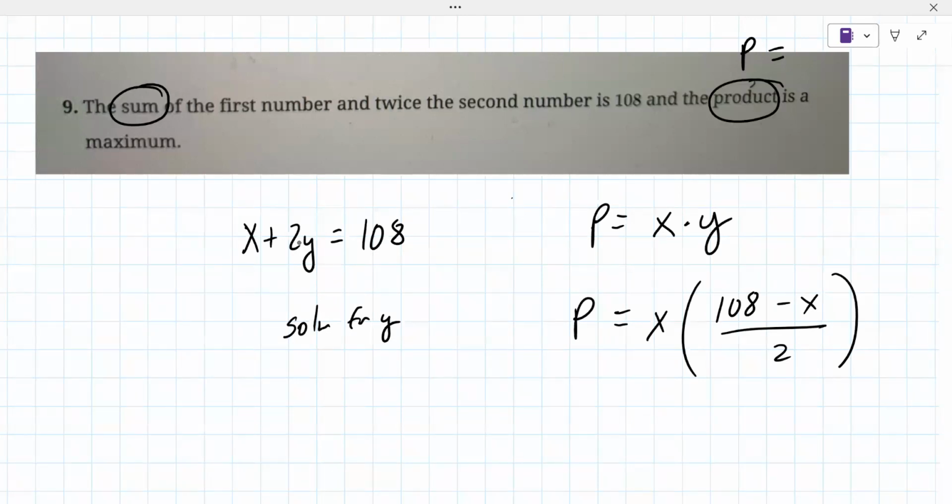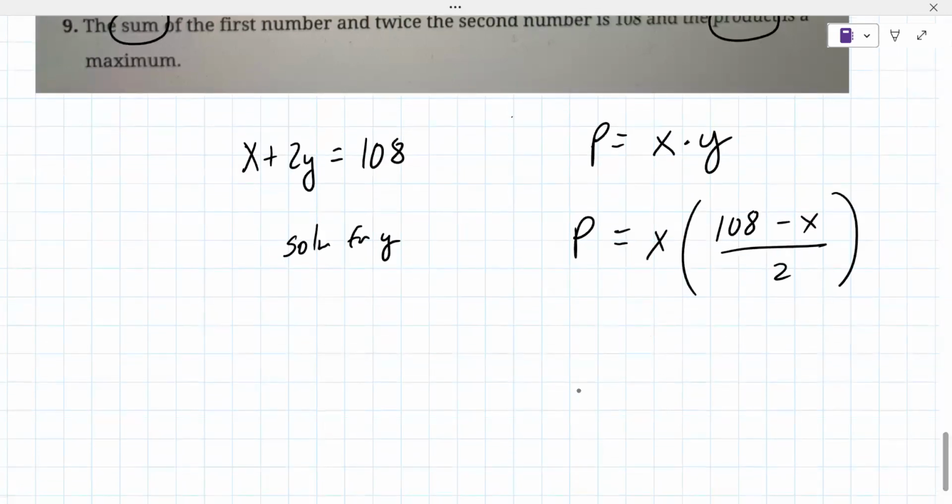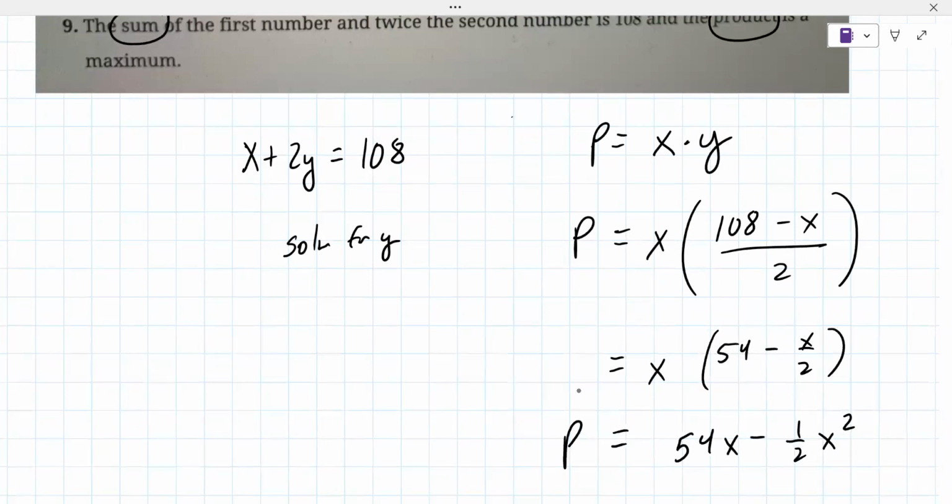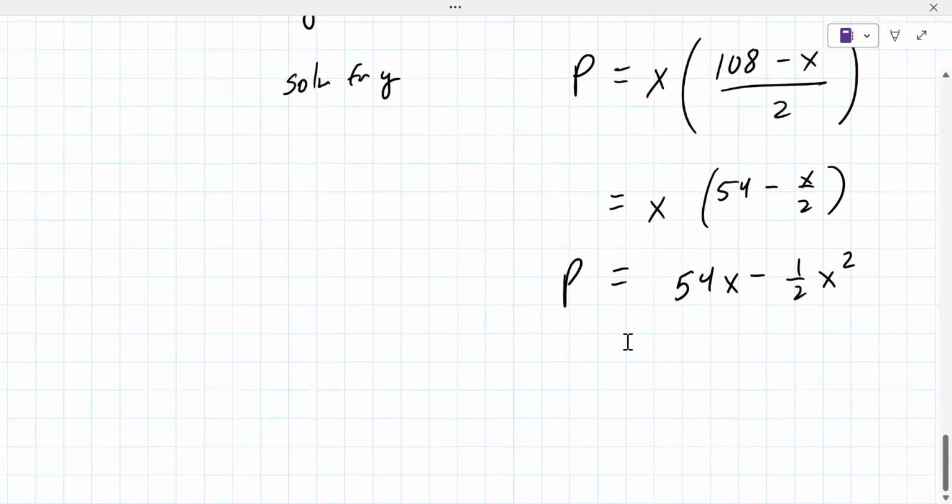Do you want to simplify this? Do you want to graph it? What do you think you would do on a test? Probably simplify it. So to simplify this, you got to be careful. Maybe you treat it as 54 minus X over 2. You multiply by X, so it's 54X minus 1/2 X squared. So what I'd like you to do from here is take a derivative and then set it equal to 0.